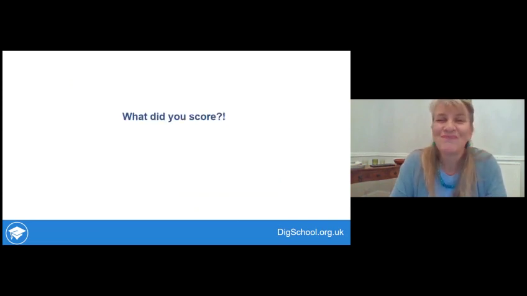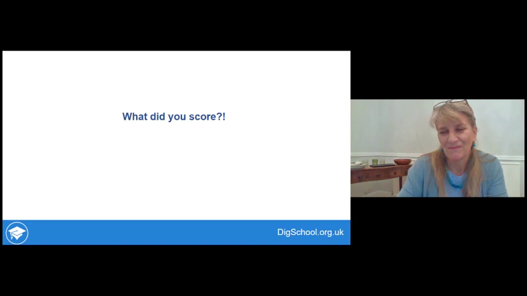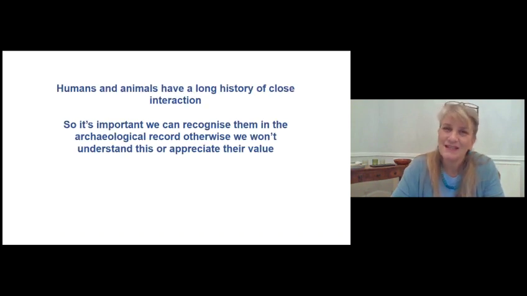So what did you score? You can see from that, though, the range of uses to which animals are put. And that history goes back a long time. So it's very important that as archaeologists we can recognise that, because otherwise we won't understand the way human society works or appreciate the value of other species than humans. And it's also important because animal bone is one of the most commonly found things in many archaeological excavations.